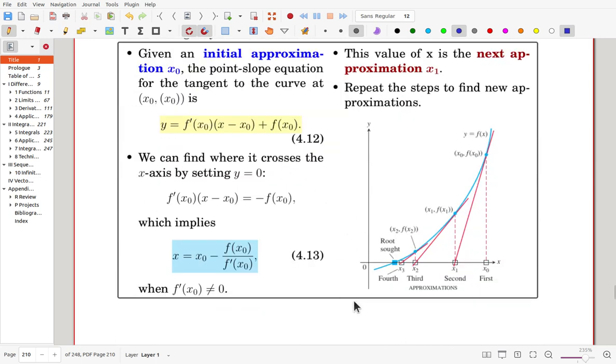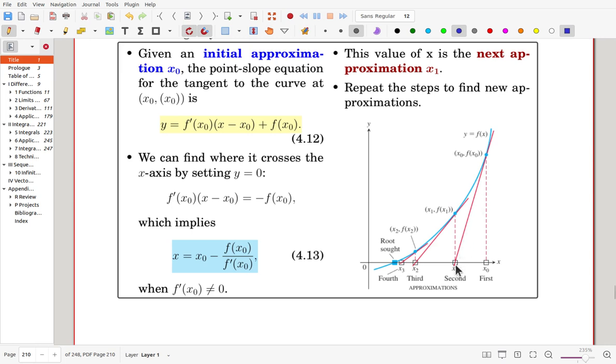So look at this figure. In this figure, what we have to find is this point. But assume we start with this initial approximation, x0. Then for this x0, here we can find the point, and then we can find the tangent line. Once it is differentiable, f prime at x0 will be the slope, so that we can formulate the tangent line.